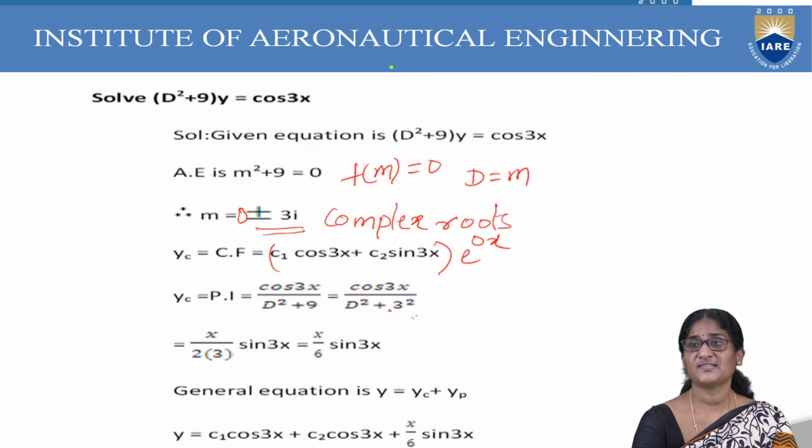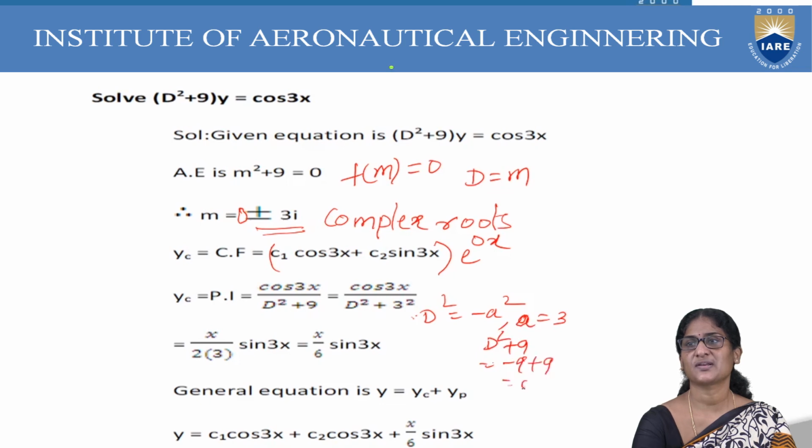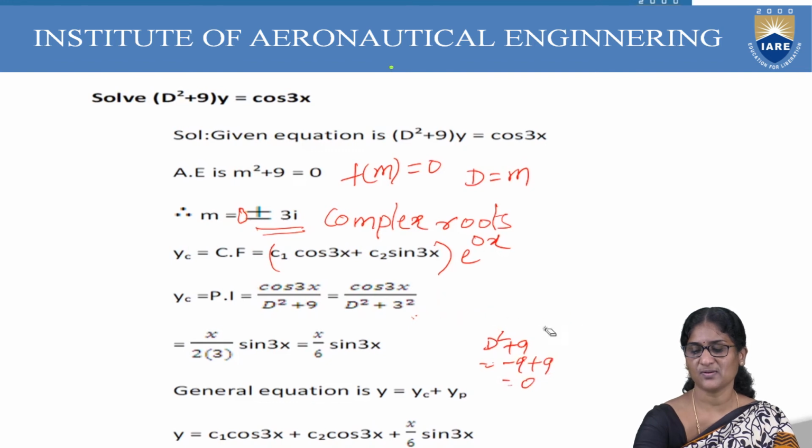Now, the usual procedure is d square is equal to minus a square, and a is nothing but 3 here. But I can't substitute here. If I do, d square plus 9 means minus 9 plus 9, which becomes 0 here. So I should not take this direct substitution of d square is equal to minus a square.